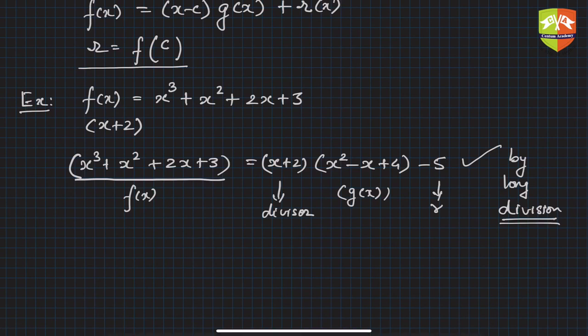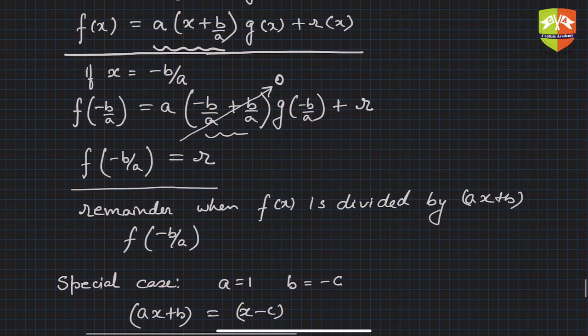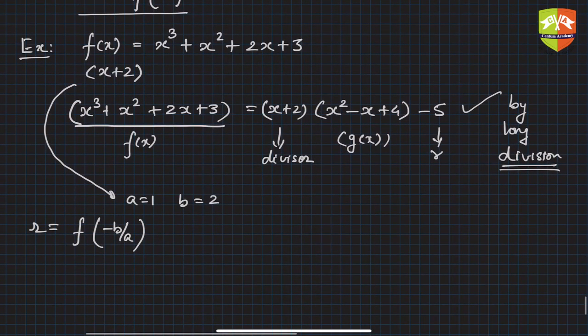So x plus 2, if you see this, what is the value of a here? a is 1 and b is 2, isn't it? So the remainder will be simply f of minus b by a, isn't it? If you remember, just check above, we just saw that the remainder is f of minus b by a. What are b and a? If you are dividing it by ax plus b, a is the coefficient of x, b is the constant term. So in this case, x plus 2, what is a? 1. What is b? 2. So hence, r should be equal to f of minus b by a.